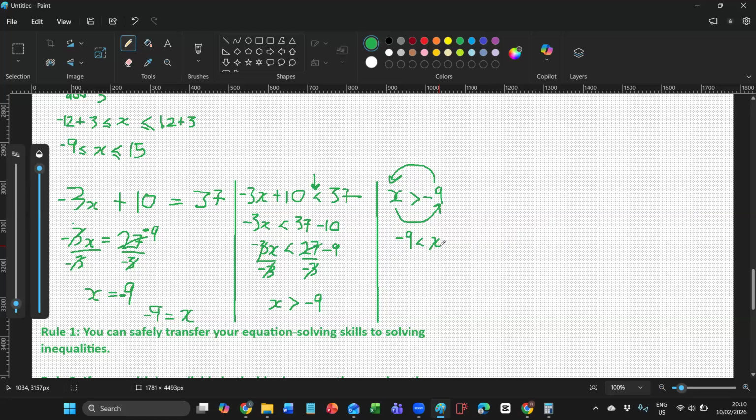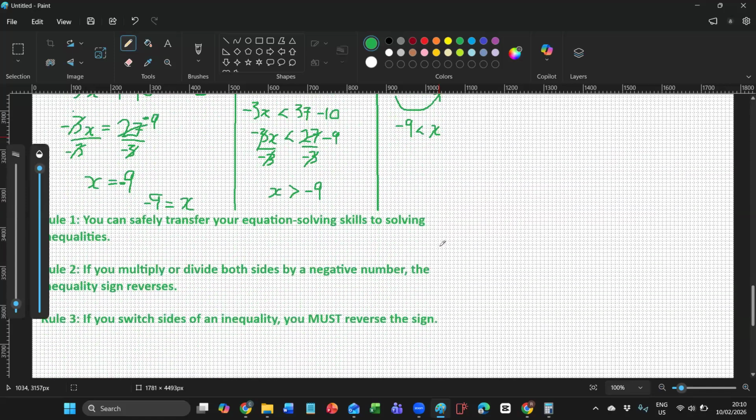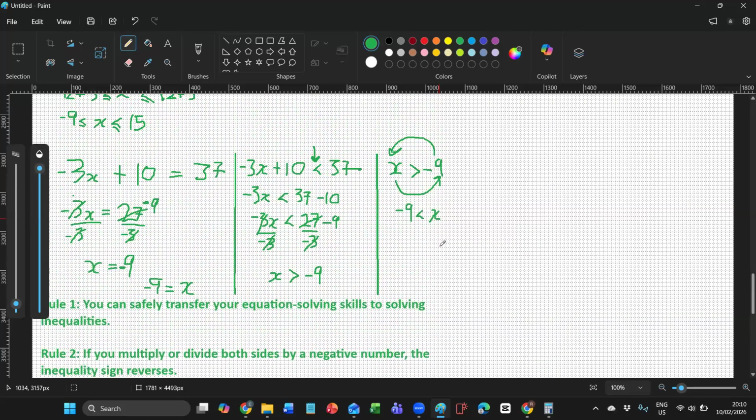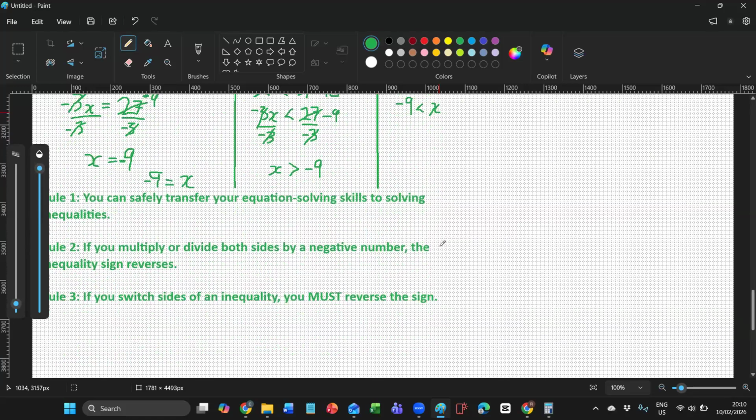Okay. Switch sides, you must flip the sign, or reverse the sign, find the opposite of it. Okay, so let's move on. I'm just focusing on the rules because, like I said, you can safely transfer your equation solving skills to solving inequalities, so it's technically the same thing. So that's why I'm focusing just on the rules.